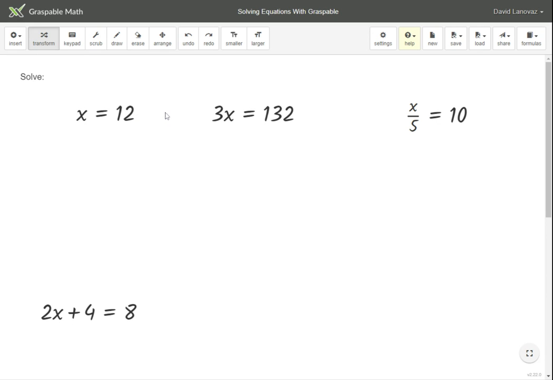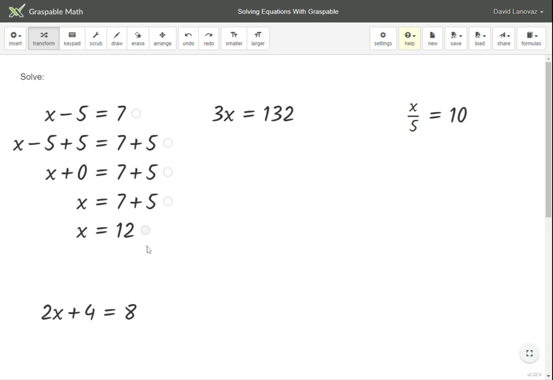Now one of the things that you might notice is that if you move your mouse close by, you'll see these two little circles. And if you pull down on those two little circles, you can see all of the steps that you used to solve that equation.